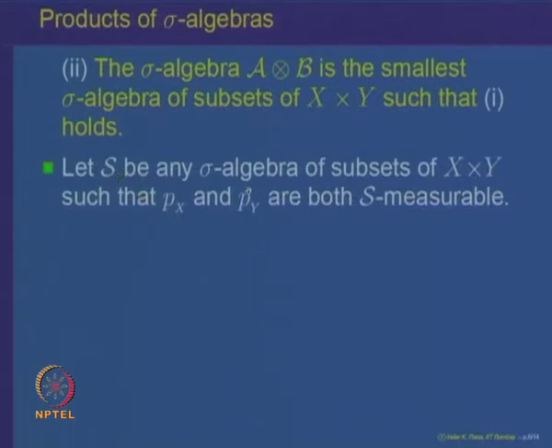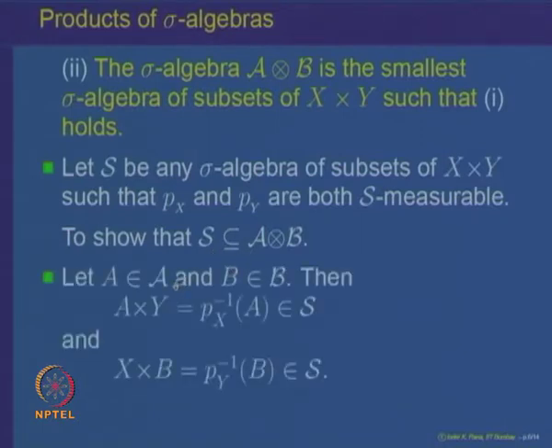If S is any other sigma algebra of subsets of x cross y such that both P x and P y are measurable, then we want to show that S, this is a typo, we should show that S includes A times B. So, let us take a set A in A and B in B. Then A cross y is P x inverse of A, as just now observed, and x cross B is P y inverse of B, and both belong to S because P x and P y are measurable.